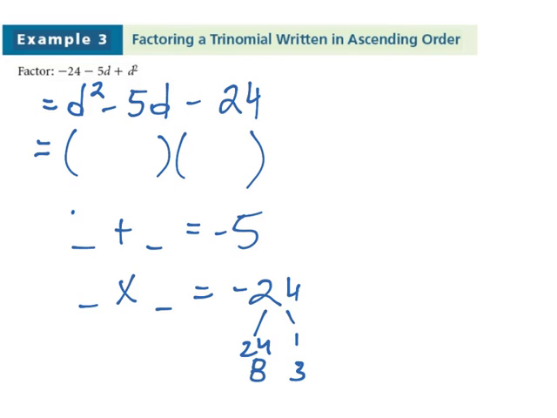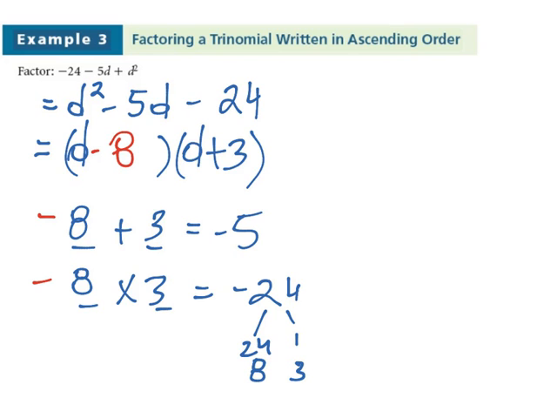So let's put 8 and 3, and ask yourself, well, 8 plus 3 is not negative 5, so one of them has to be negative. Well, probably the larger has to be negative because the 5 is negative. And negative 8 times 3 is negative 24. So that works for us. And our solution is d minus 8 and d plus 3. And for good measure, I'm going to just make sure it's nice and color coordinated.